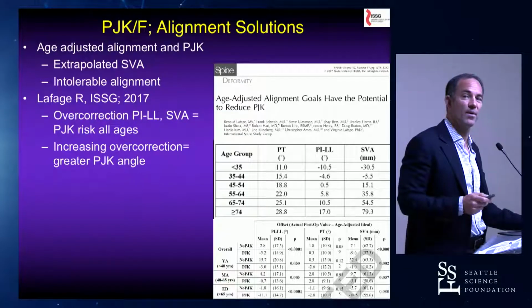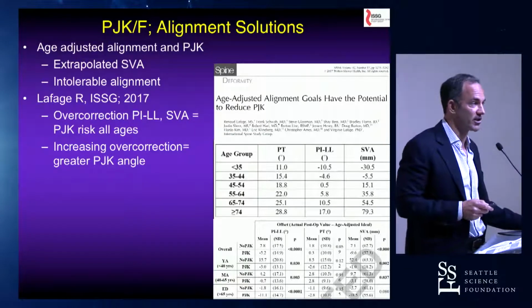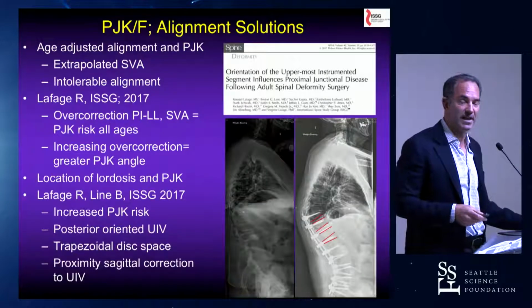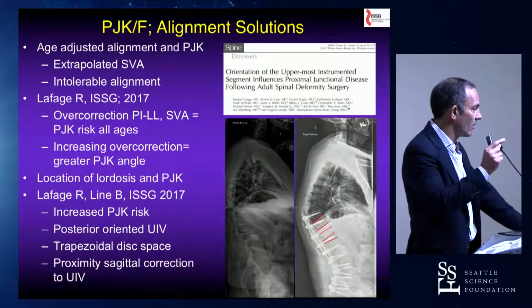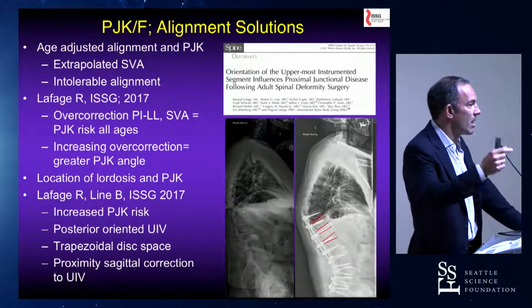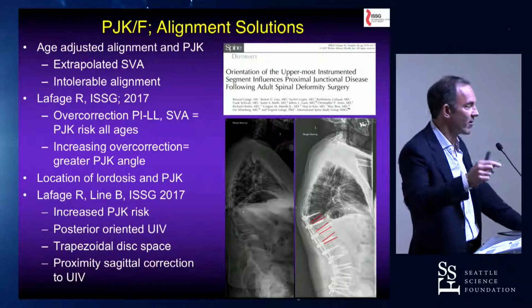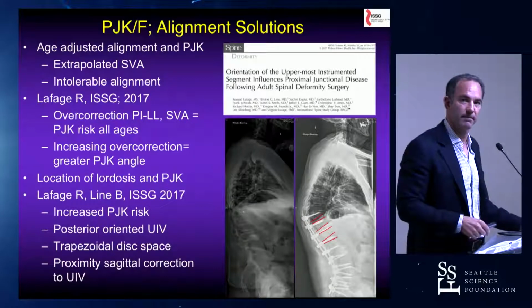We found that with increasing overcorrection, there is an increasing PJK angle. Namely, not only is there an overcorrection failure, but the more you correct, the worse they then fail.